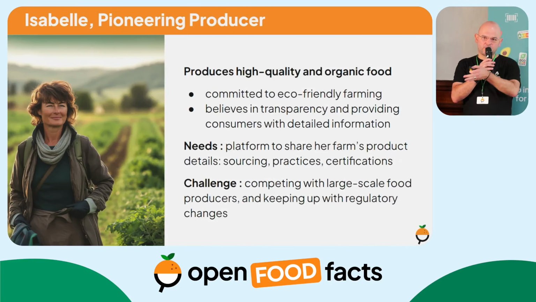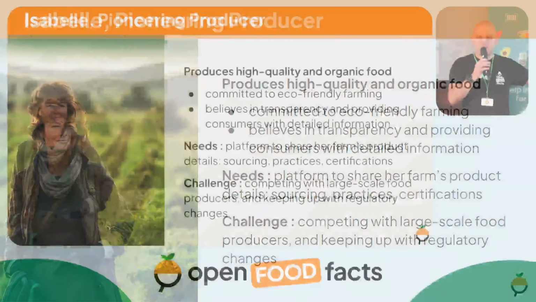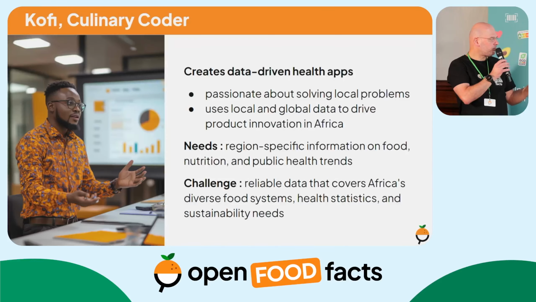And on the other end of the spectrum, we have Isabel, the pioneering producer. So she runs an organic farm, and she really tries to compete with the Aishas of the world and tries to put her products out there as well. So on the one hand, you have a whole team almost working on it. Here, you have much more of an individual person or a small company that is also trying to put their products out there.